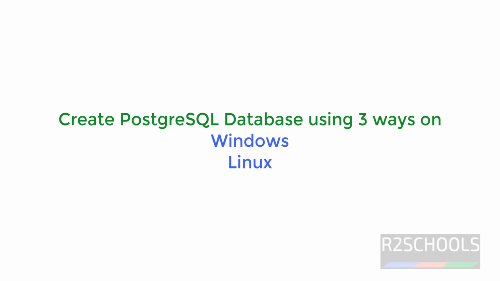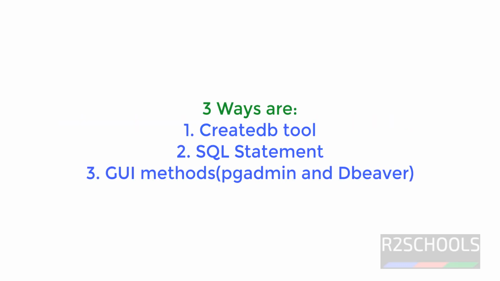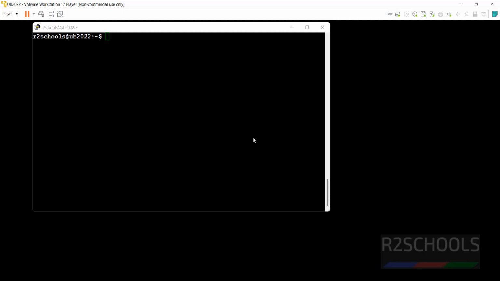Hello guys, in this video we will see how to create a PostgreSQL database using 3 ways on Windows and Linux environments. The first method is by using the createdb tool that comes with the installation of PostgreSQL, and the second one is by using the command line, that is, CREATE DATABASE. The third one is by using the GUI method, that is, by using DBeaver or pgAdmin.